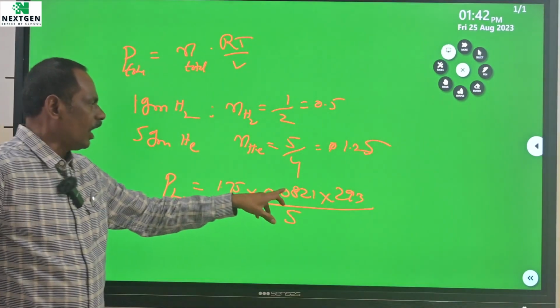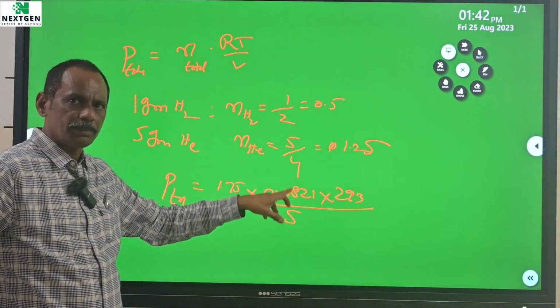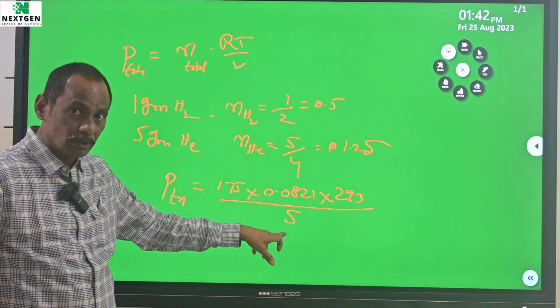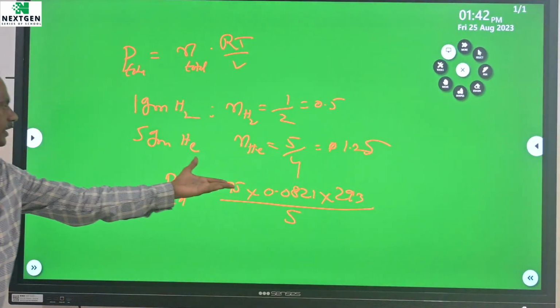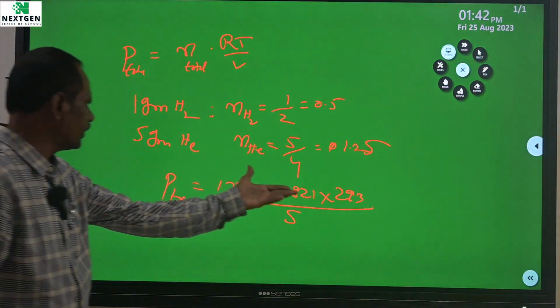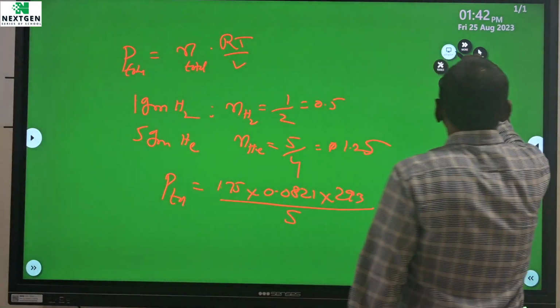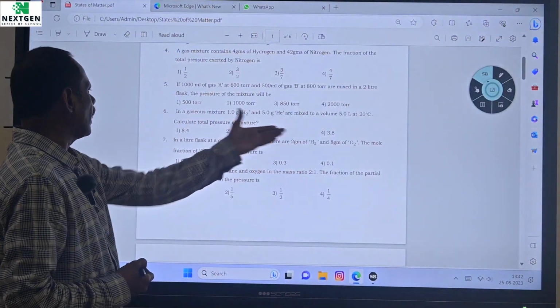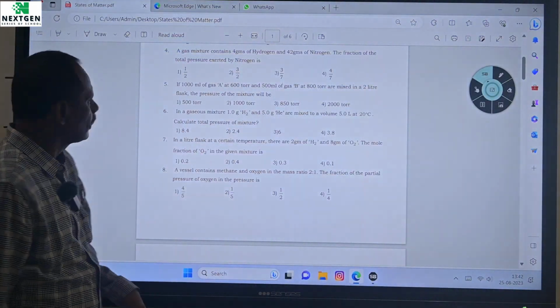Remember, the R value is taken in liter atmosphere per degree per mole. Therefore, the volume must be expressed in liters only, 5 liters. Calculate this one. It gives the total pressure. Just calculate this one, and you will get the answer.